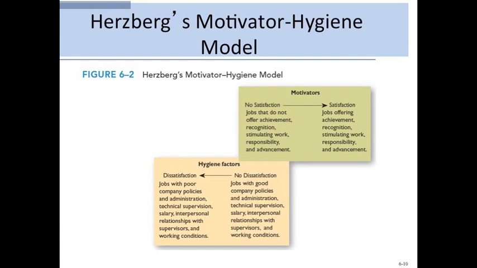Another famous theory that has to do with job design and the top-down approach is Herzberg's motivation hygiene model. And in this model, Herzberg actually distinguishes between two types of factors that he believes has some kind of impact on an employee's level of motivation, what he calls satisfaction and dissatisfaction. In fact, he distinguishes between the two. He says that dissatisfaction is not the opposite of satisfaction, or vice versa. They're actually two different constructs.